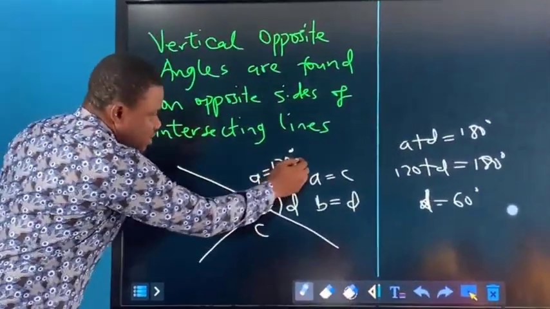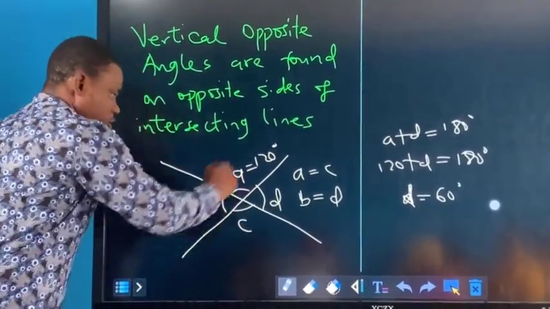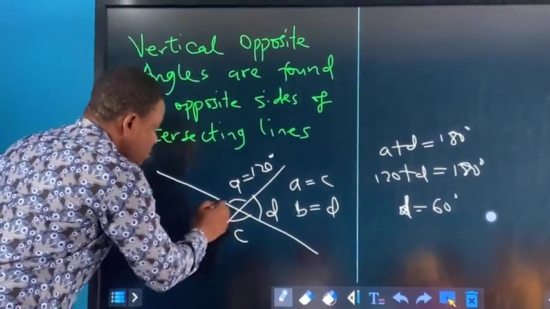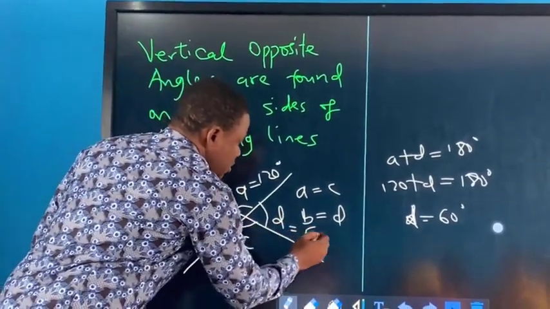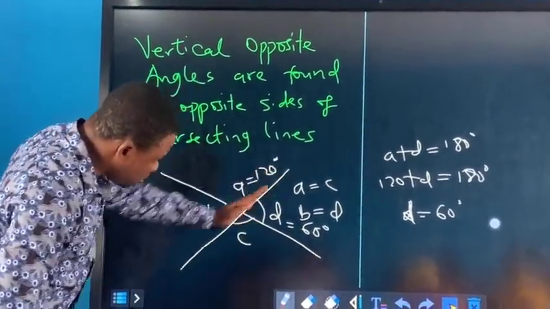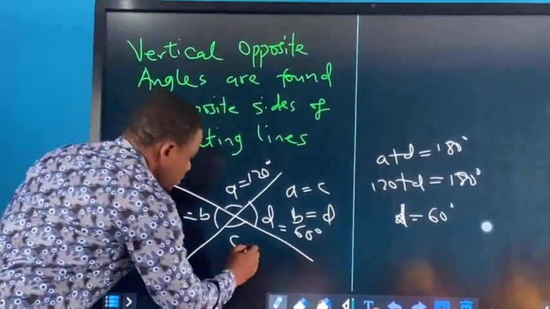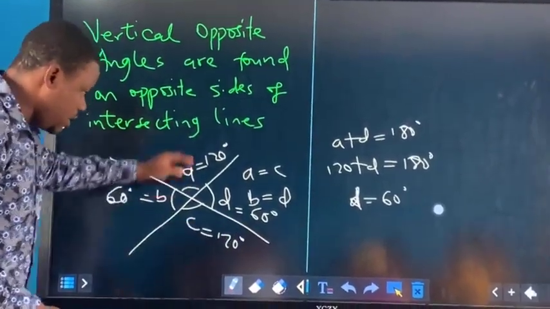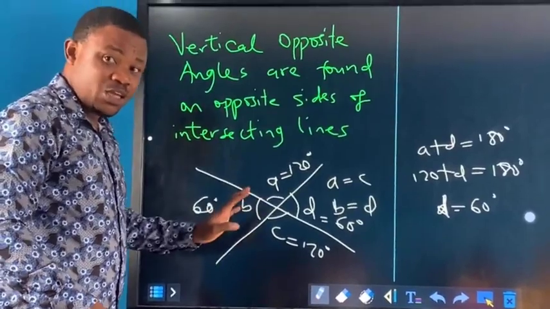If you check, this is another straight line, am I right? So A plus D is also 180. So that means here is also 60. Are you with me? Wherever I get 60, and check now, this is also a straight line. That means D plus C will be 180, so here is also going to be 120. Are you getting it? So you see they are equal. A is equal to C and B is equal to D. Are you with me?